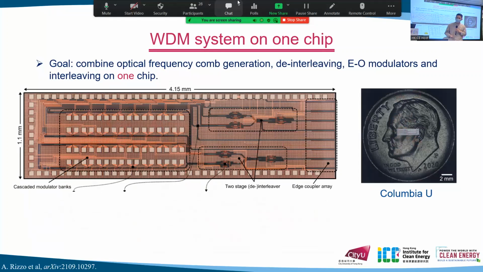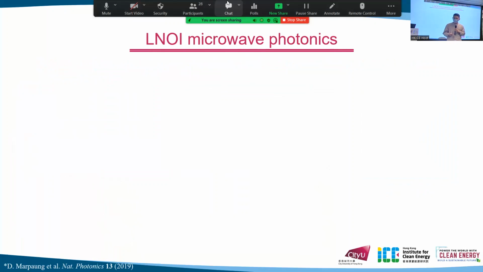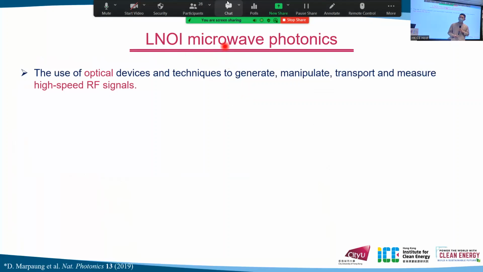And what we want to do is, by the lithium niobate platform, we can combine this part and this part together. Also, due to the excellent performance of lithium niobate, we can do high-speed EO modulation. So on the lithium niobate platform, we can also do microwave photonics. Microwave photonics means that we use optical devices to generate, transport, and measure high-speed RF signals.